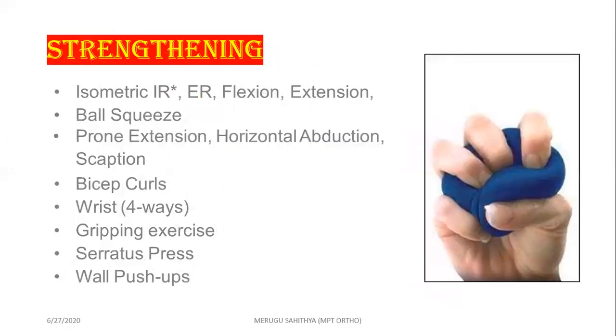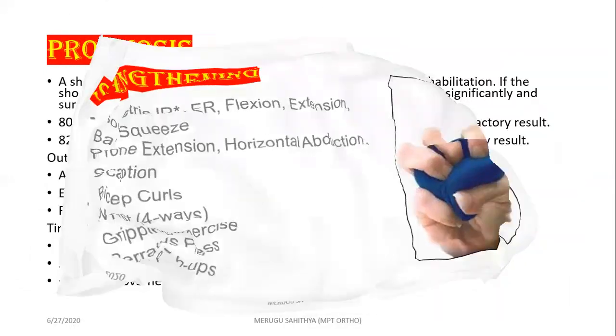Strengthening exercises include isometric internal rotators, external rotators, flexion, extension, and ball squeezing activities, prone lying extension, horizontal abduction, and scaption exercises, biceps curls, and the wrist should be exercised in all 4 directions, gripping exercises, and serratus anterior strengthening exercises like wall push or press-ups. These are the strengthening activities that should be encouraged for the patient.